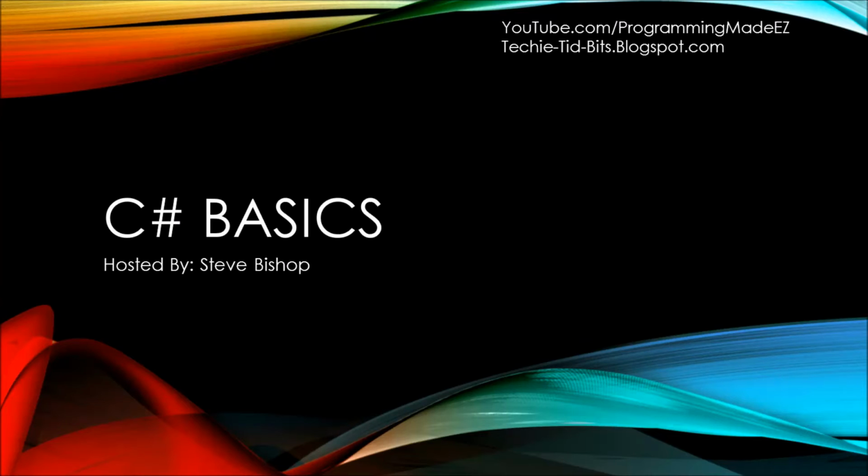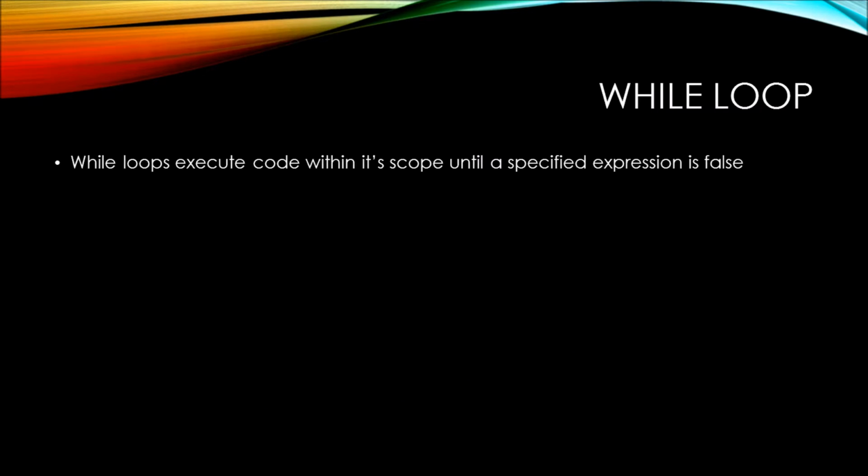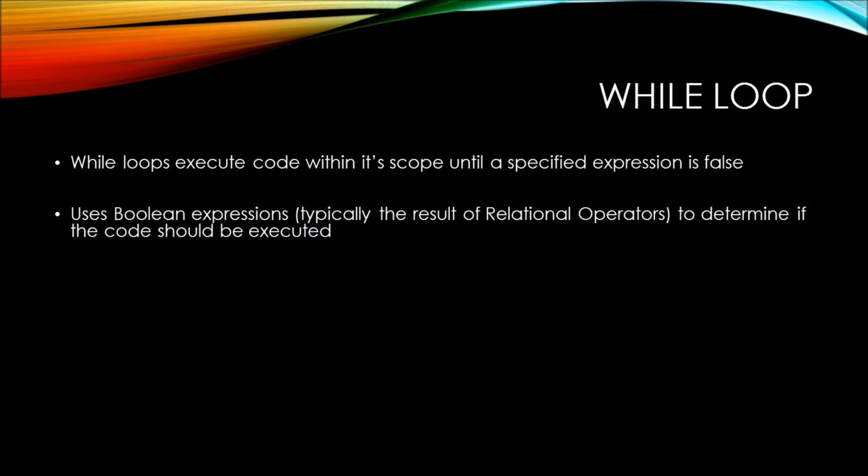In this video on C# Basics, we'll be discussing the while loop. Now, the while loop executes code within its scope until a specified expression is false. So the while loop uses a Boolean expression, which is typically the result of a relational operator, to determine if the code should be executed.